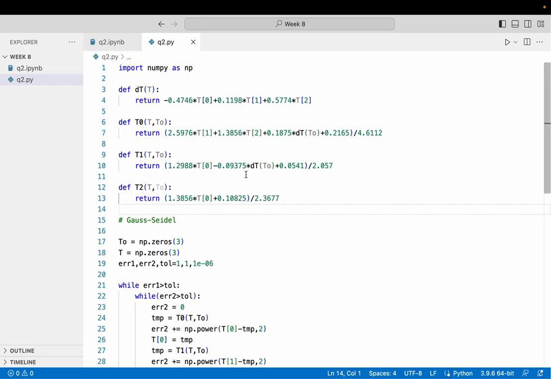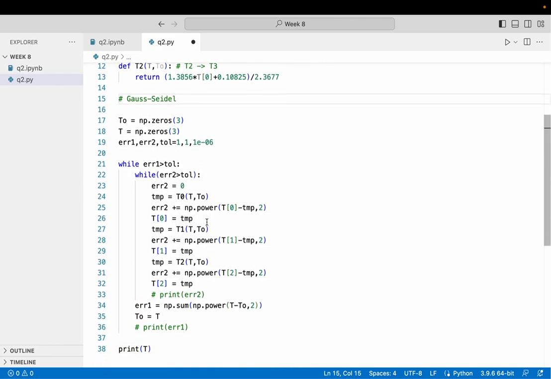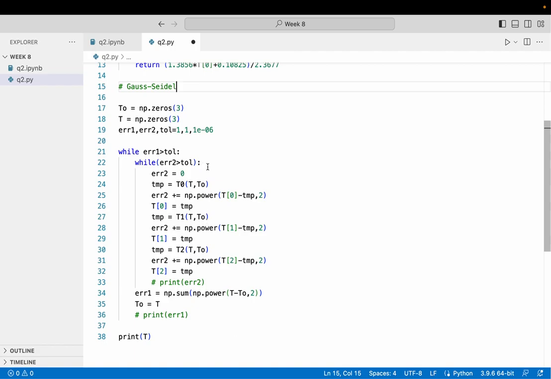The problem we are discussing is essentially how do you solve this set of equations. So we have 3 equations. So this is my secondary gradient term, and these are the equations for T0, T1, and I am writing T2, which corresponds to T3 in the equations we derived. So here we have 2 loops. The first while loop is for the secondary gradient term, and the second while loop is essentially for the Gauss-Seidel loop.